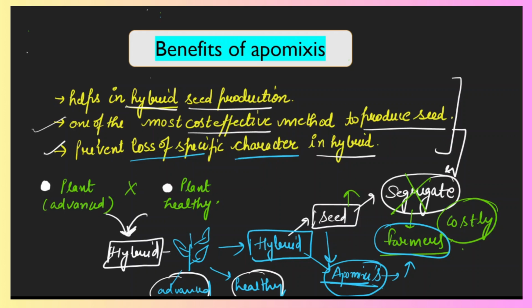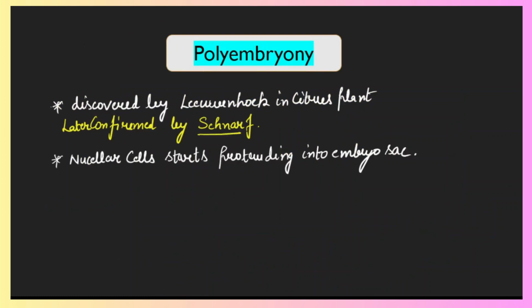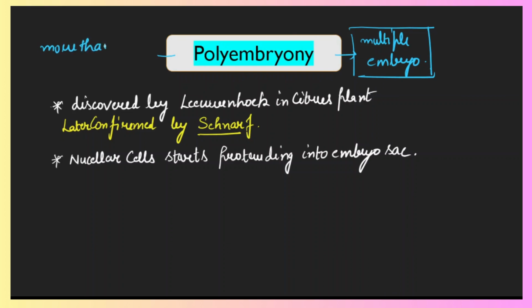Now let's study about the polyembryony. If we see the polyembryony, as the name suggests, poly means multiple, embryony means embryo. The plant which contains more than one embryo, that process is called the polyembryony. Polyembryony was discovered by Leeuwenhoek in citrus plant, but later confirmed by Strasburger. Okay, these two scientists are important.